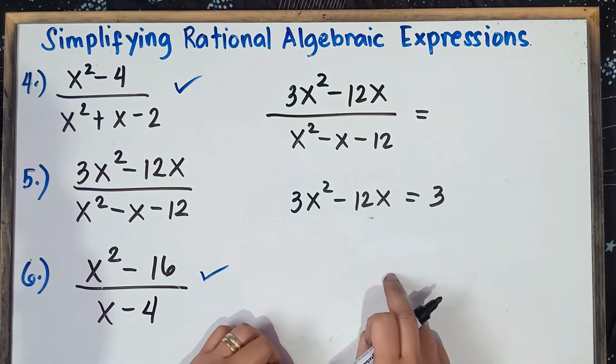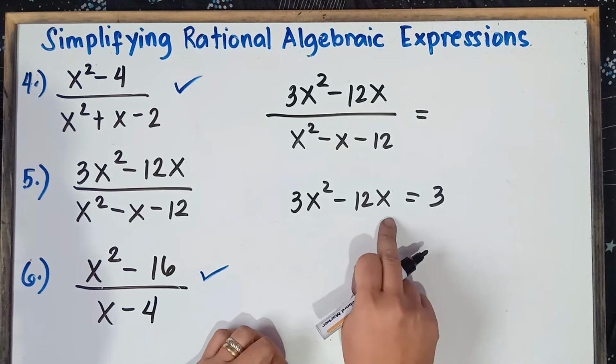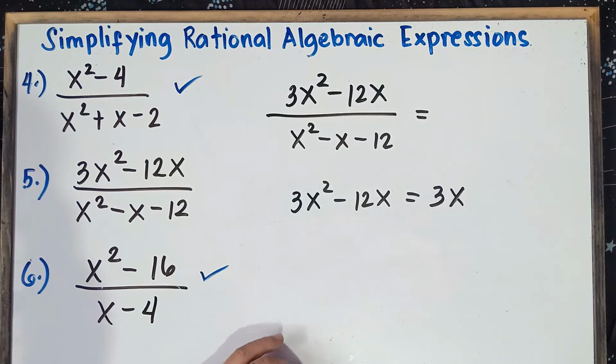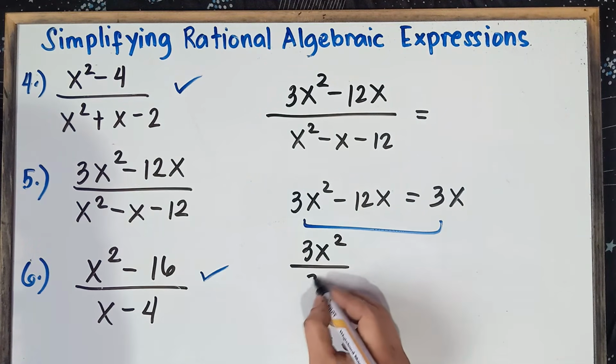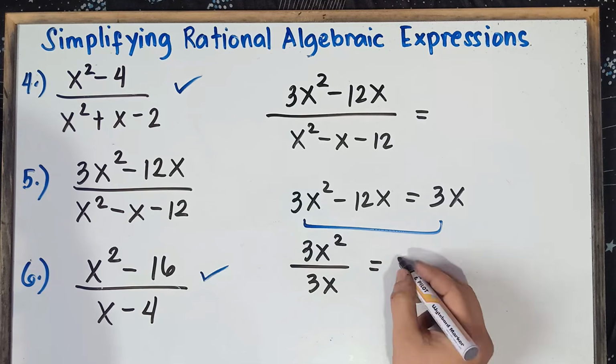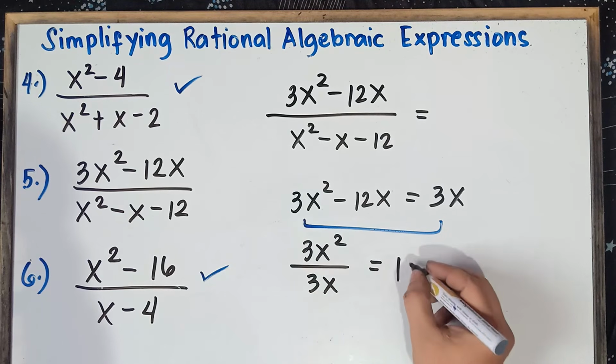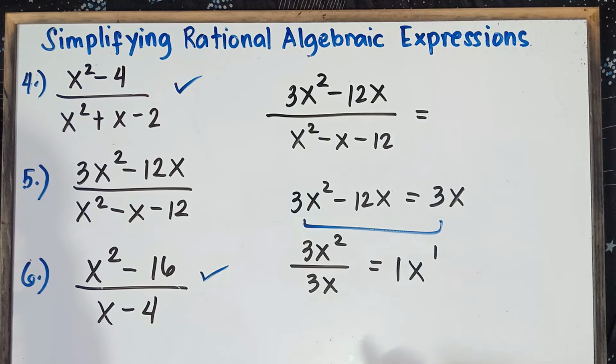So therefore, the greatest common factor of 3x squared minus 12x is 3x. And then simply divide. 3x squared divided by 3x: 3 divided by 3 is 1. X squared divided by x would be x raised to the power of 1, or that would be equal to x.